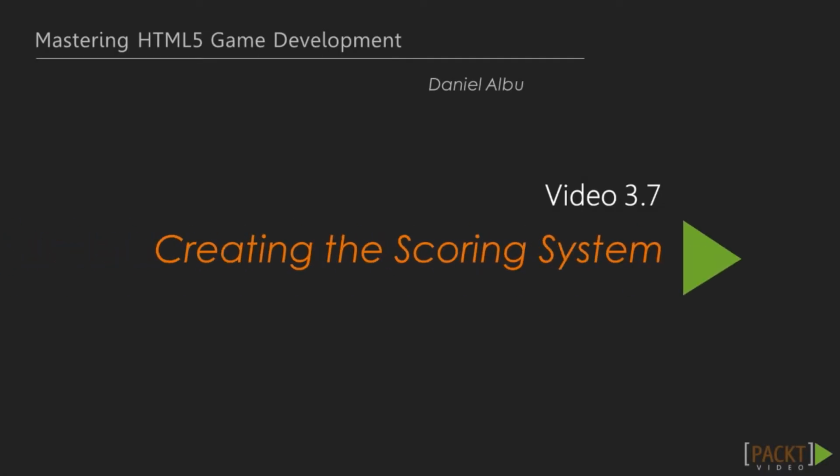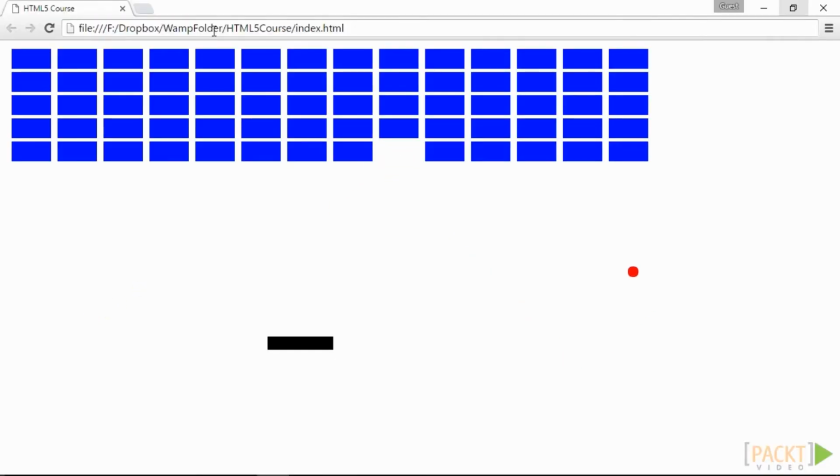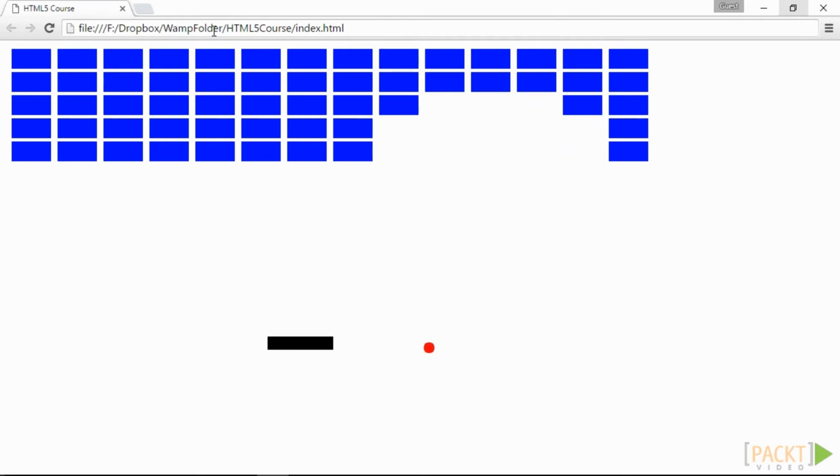Creating the scoring system, we're going to create a text field on the stage which will represent the score and the remaining number of lives. We're going to add the scoring logic, and we're going to add the lives logic. Now, if you recall in the previous section, this was the way our game looked. As you can see, when the ball reaches the bottom, we don't lose any lives, and it just continues bouncing. On the other hand, when we actually hit a brick, we don't see any score added to our score, and we don't see anything basically.